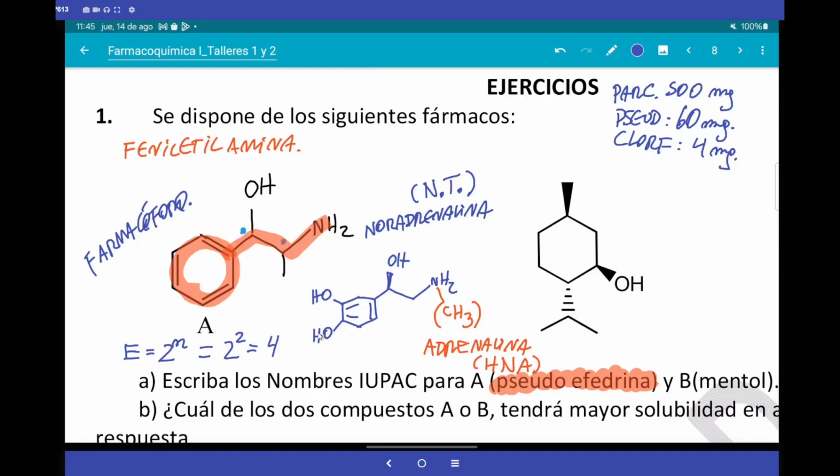atoms, is that not true? For example, here I have 1, 2, 3. This one has 6, 7, 8. So yes, that is why it is soluble in water. And this other one also, because here we have 6, 7, 8, 9. Here it does not reach it. It is not true, because it would be 6 atoms.